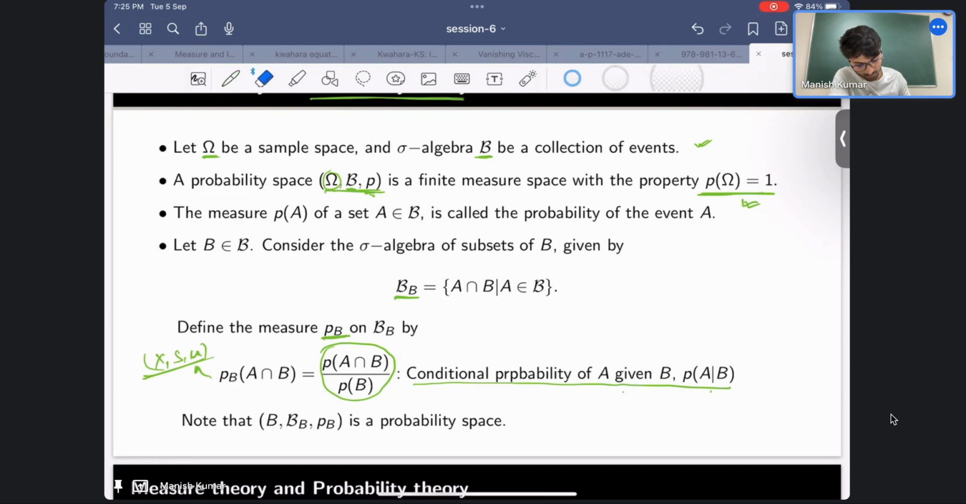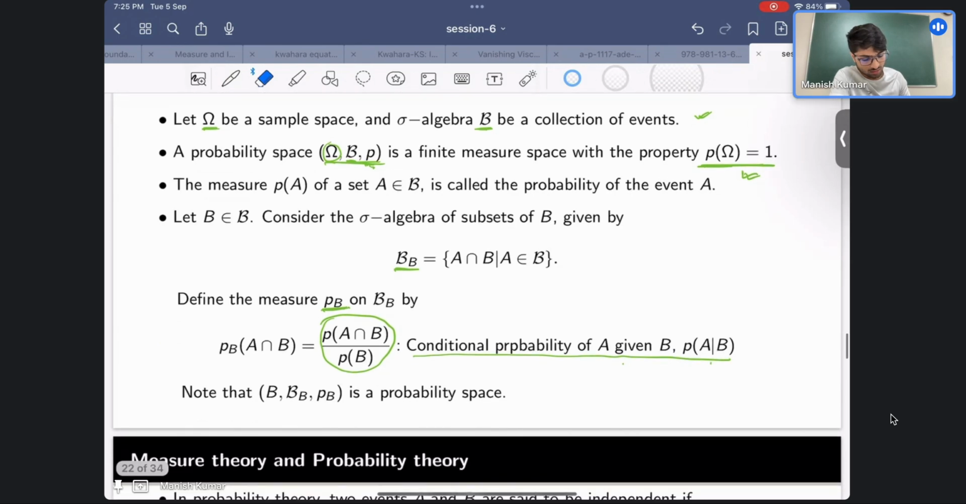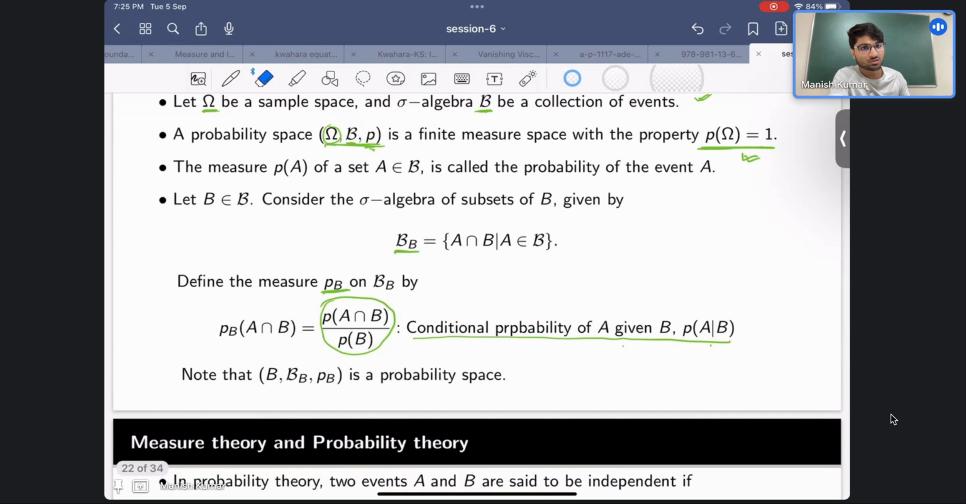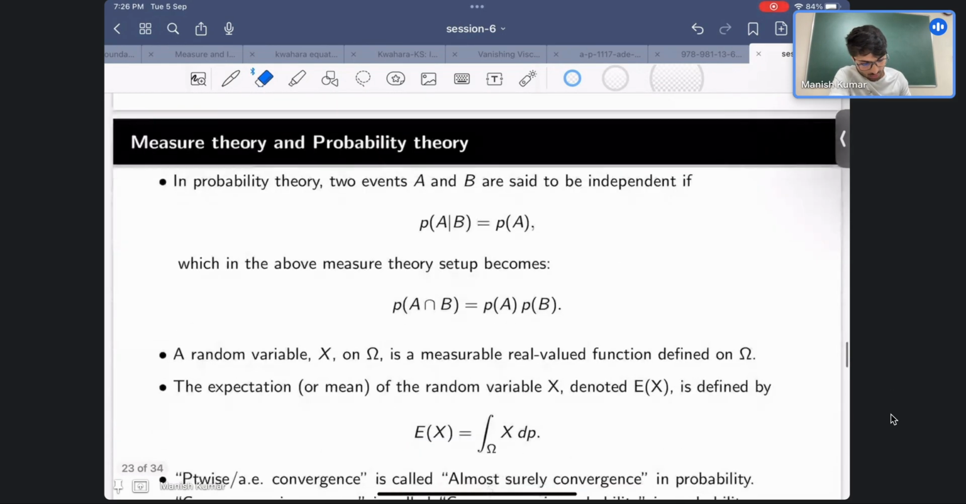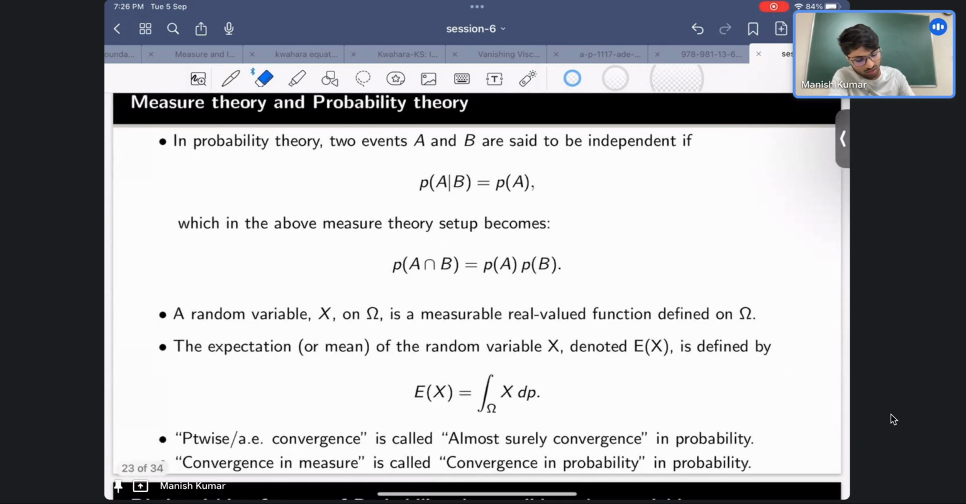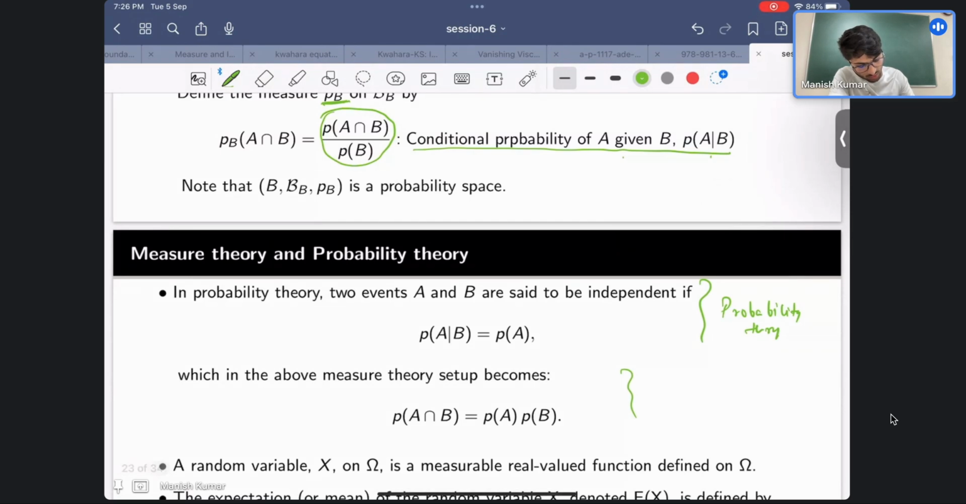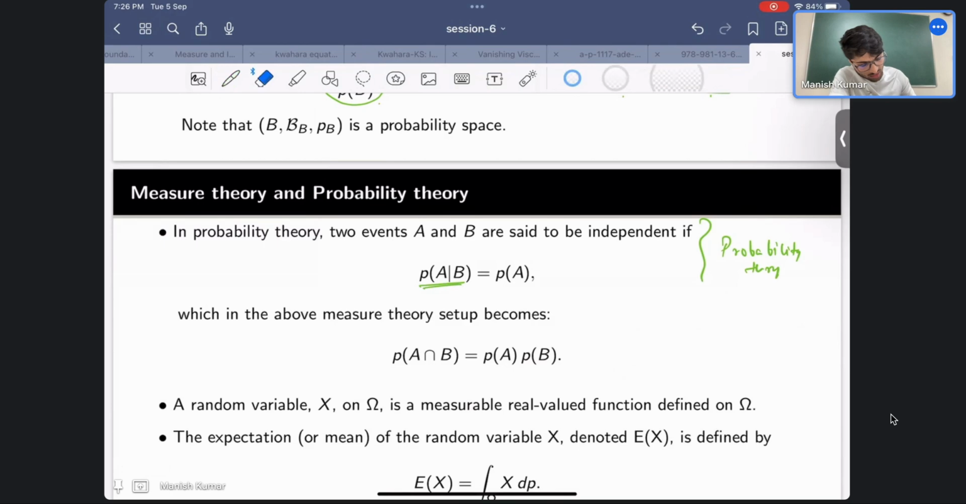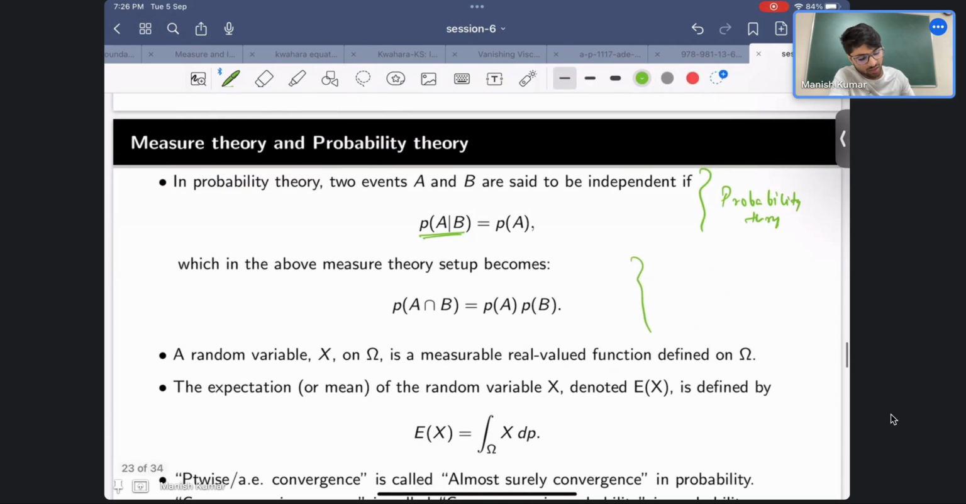So far it seems that every property of probability is coming from measure theory and nothing else. So it seems that if you know measure theory, you know probability, but that is not the case. Another notion is that two events are independent if the conditional probability and the probability are the same. This is from probability theory. In terms of measure theory, the conditional probability is nothing but this quantity, and if you replace it here, you will get this. So in terms of measure theory, independence means that A and B are independent if the measure of A intersection B is equal to the measure of A times the measure of B.